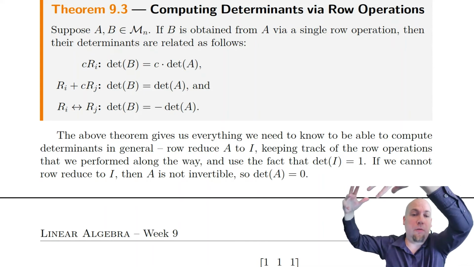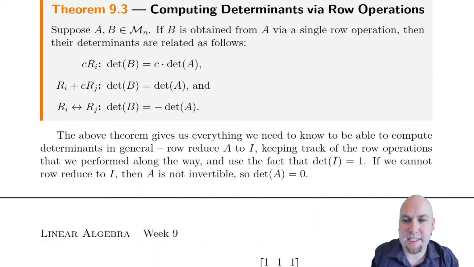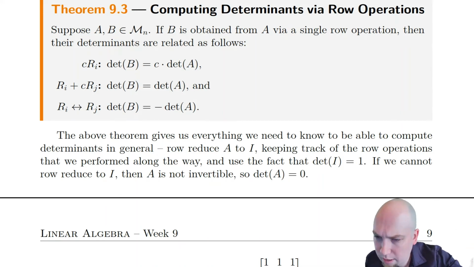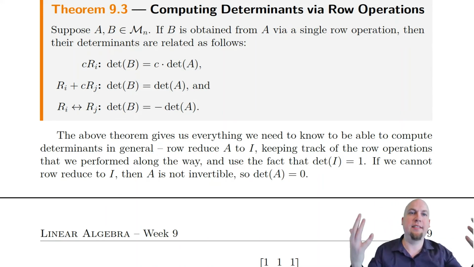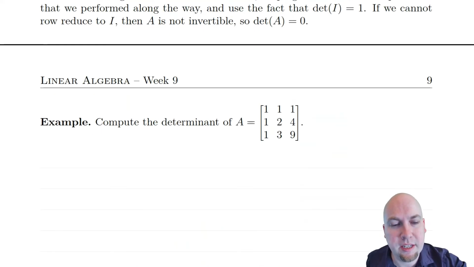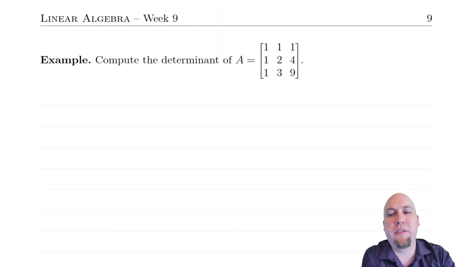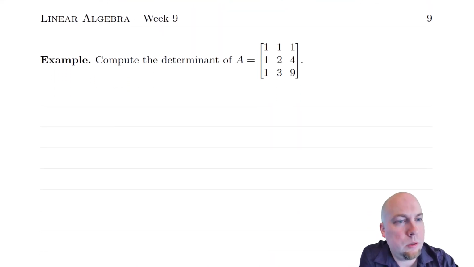Or maybe you row reduce it and you're not able to get down to the identity matrix. In that case, we know the matrix is not invertible, so its determinant must have been 0. All right, so let's just go through an example here. Let's illustrate this method for computing the determinants on this matrix here. Let's compute the determinant of this matrix: 1, 1, 1, 1, 2, 4, 1, 3, 9.